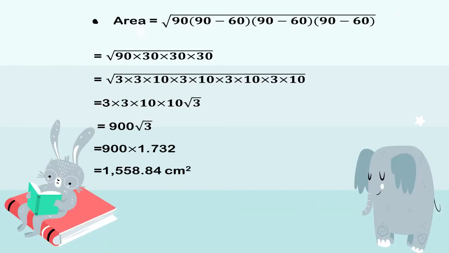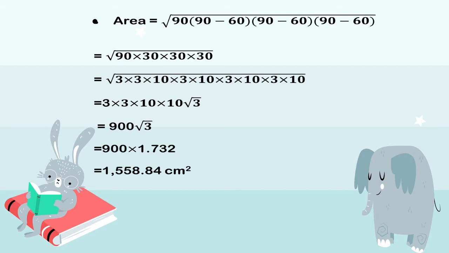Now I will put the values in the given Heron's formula. So after putting the values, I get area is equal to under root of s. For s I will write 90, multiplied by s minus a, means 90 minus 60. Again s minus b means 90 minus 60. Again s minus c means 90 minus 60. Why have I written this every time? Because the value of a, b and c is the same. It's 60 centimeters. Now I will solve the brackets.